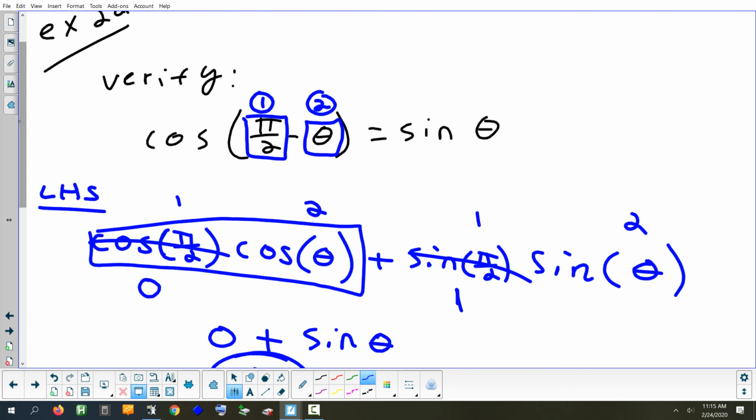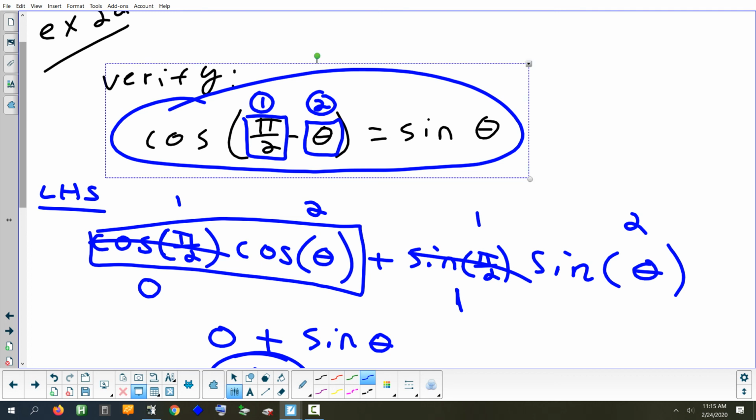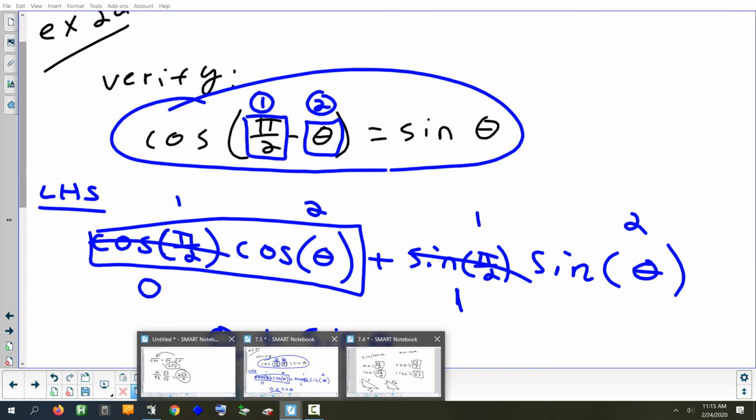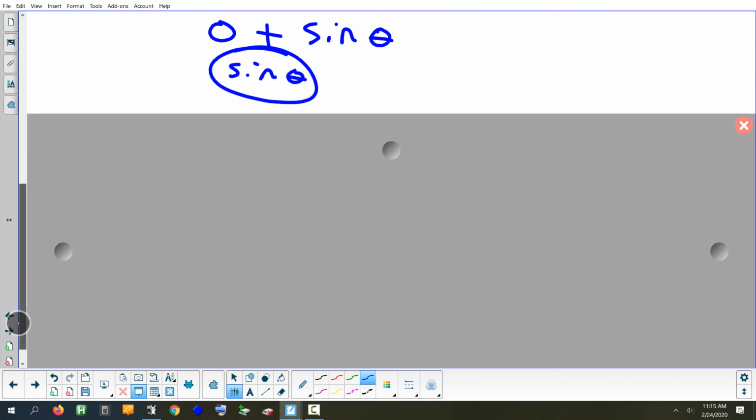Right, so keep that in mind, because we're actually going to use that fact later on. The fact that the cosine of pi over 2 minus theta equals sine. It's not really another identity. I mean, it is an identity, but it's not one of the ones that we're going to put in one of the categories. It's just another fact we figured out. But keep that in mind.